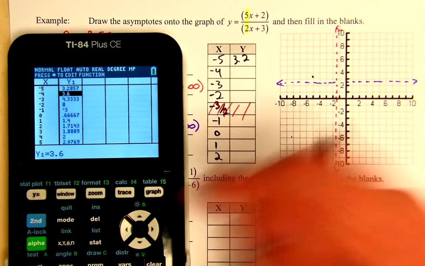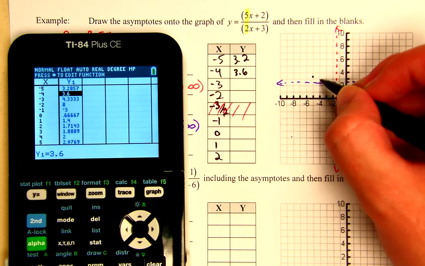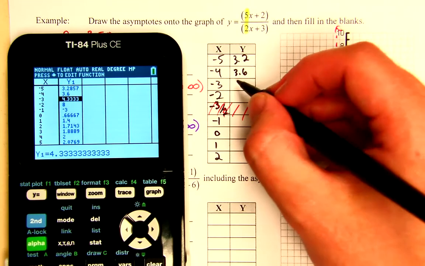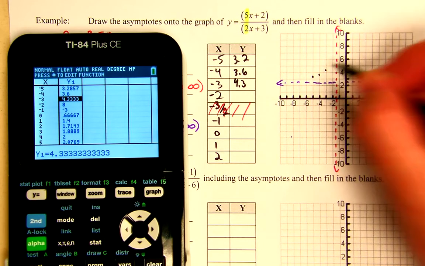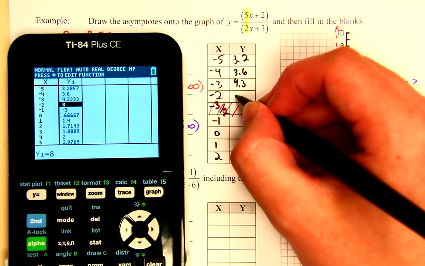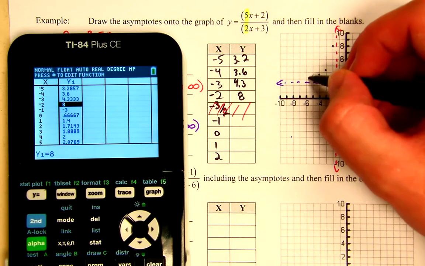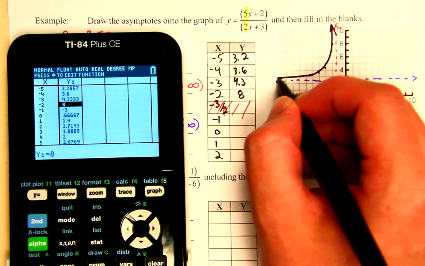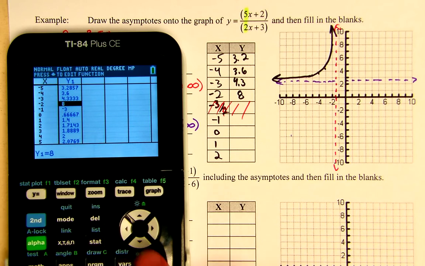Negative 4, 3.6, we're going up a little bit. 4.3, so negative 3, 4.3, we're going up some more. Negative 2, 8. Well, hey, we kind of see, oh, we're going up. So again, I can kind of get that general shape in there. That's all I'm asking for, is that general shape.